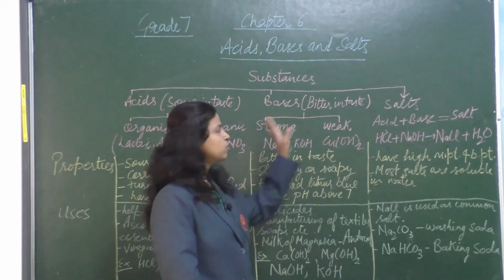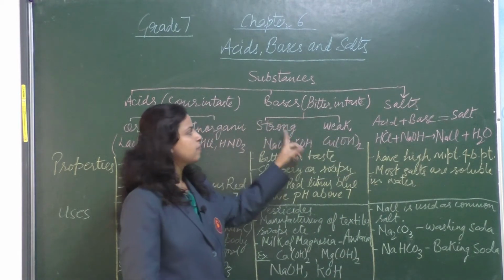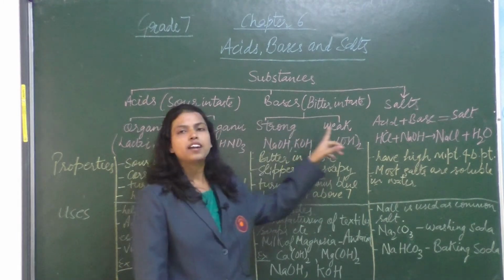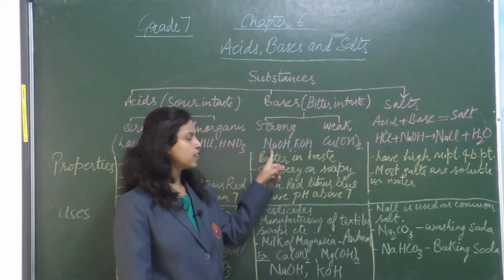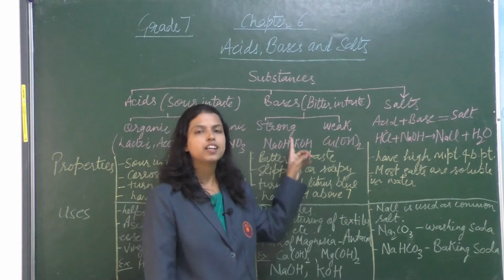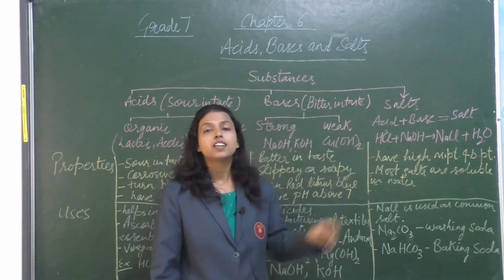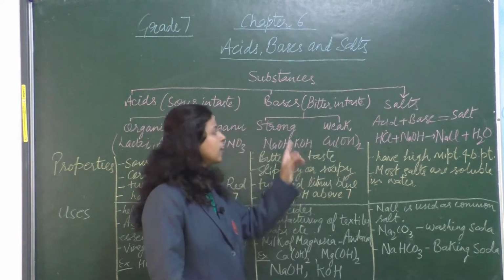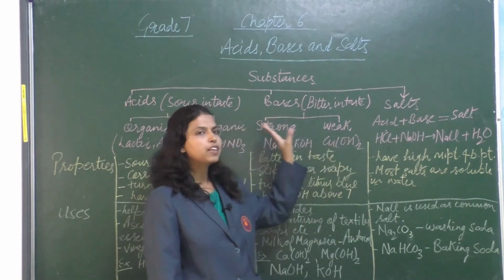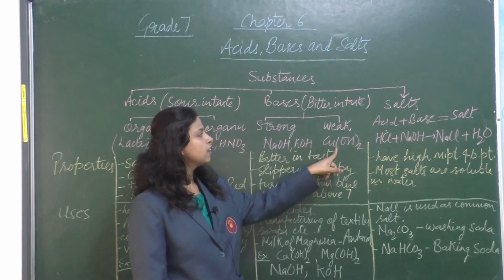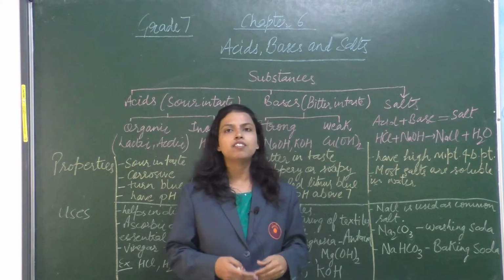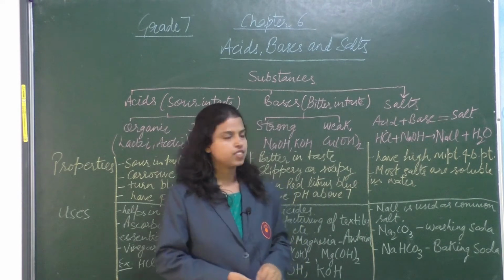Now we move on to bases. Bases can also be classified into two categories: strong and weak. Strong bases, for example, sodium hydroxide and potassium hydroxide. They are very strong, they can even burn the skin. Then weak bases like copper hydroxide and magnesium hydroxide have their own advantages.